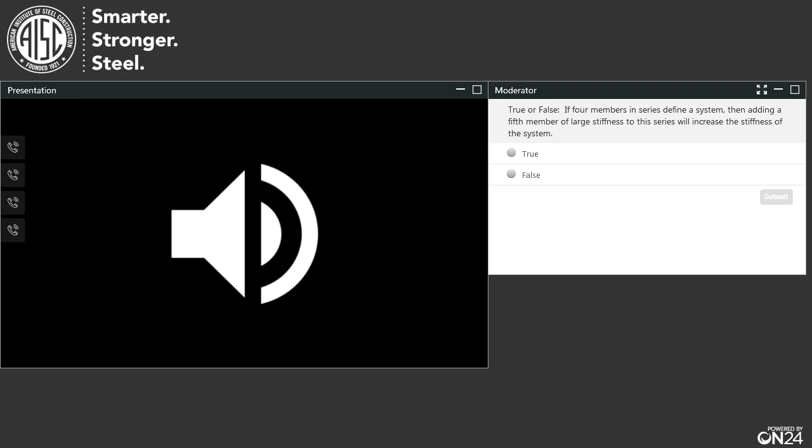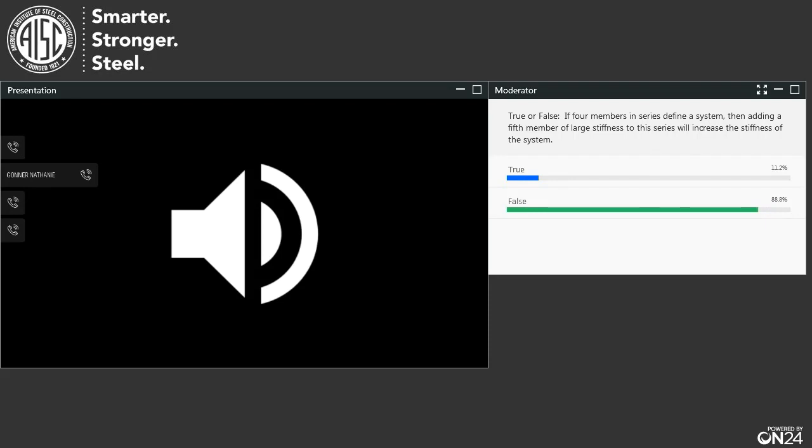All right, let's go ahead and go to the results. Ron, looks like slightly more disagreement here, but about 90% of folks out there think that answer is false. What do you think about that one? It is definitely false. As I was trying to illustrate, these members are all in series, so regardless of how stiff that additional member is, it's going to have some amount of stretchiness, and its stretchiness, if you will, is going to degrade the total stiffness of the system. So false on that one.